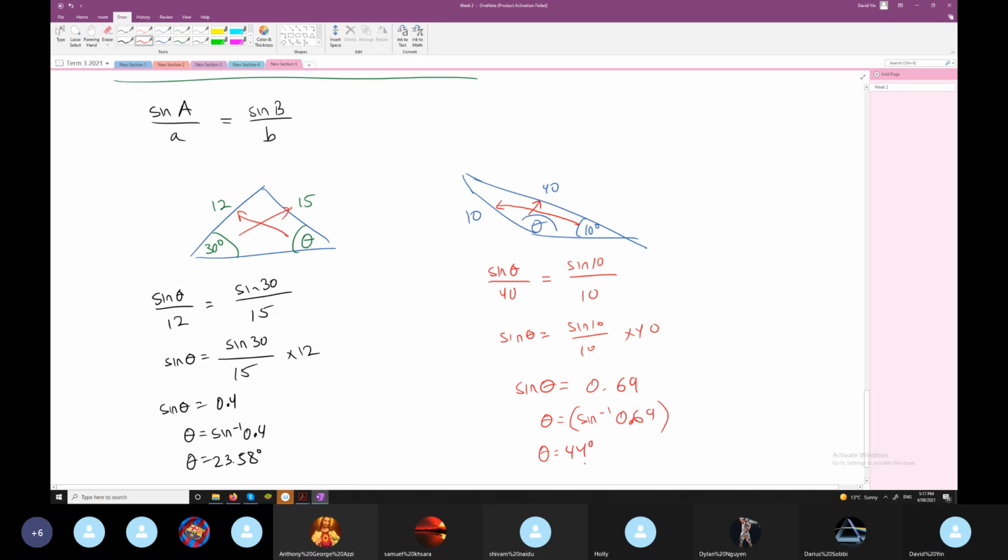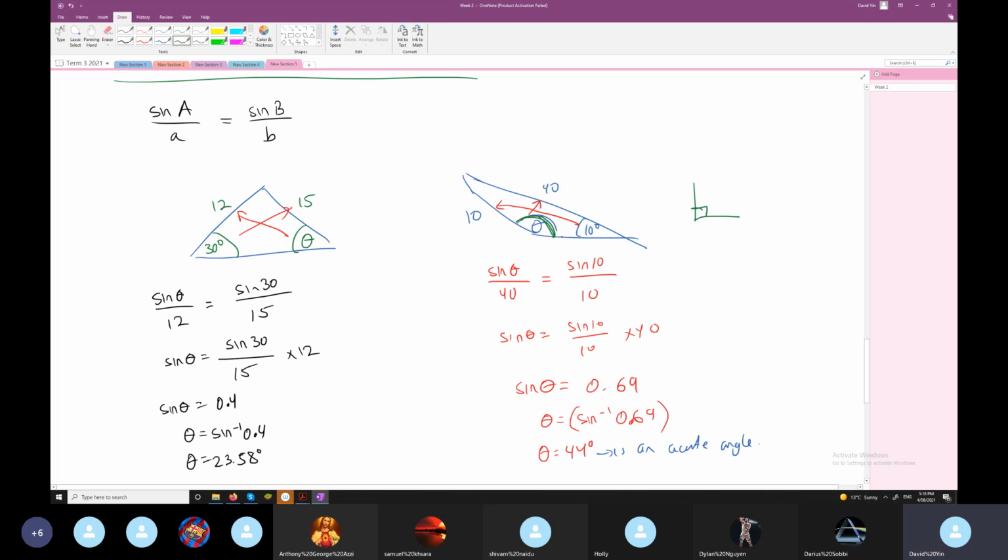Now, you have to be very careful with this type of question. This type of question shows up in exams as well. 44 here is clearly an acute angle, and I hope you remember what an acute angle is. An acute angle is an angle between 0 and 90. If you look at this actual angle itself, this angle here is an obtuse angle. It passes the 90 degree mark. You can clearly see that it's going to be greater than 90 degrees.